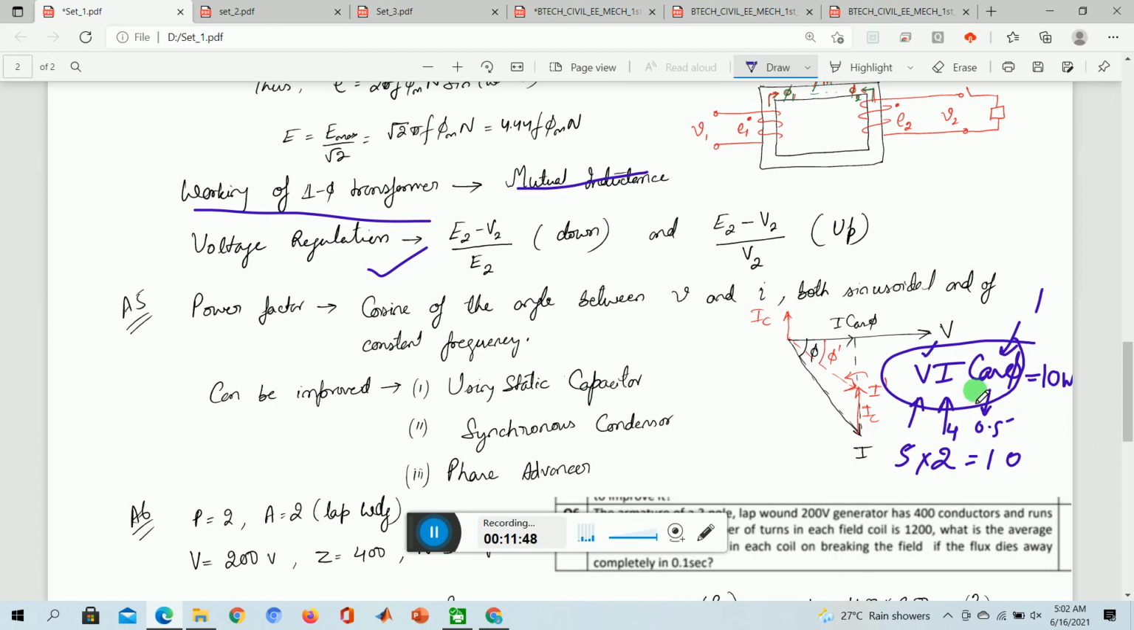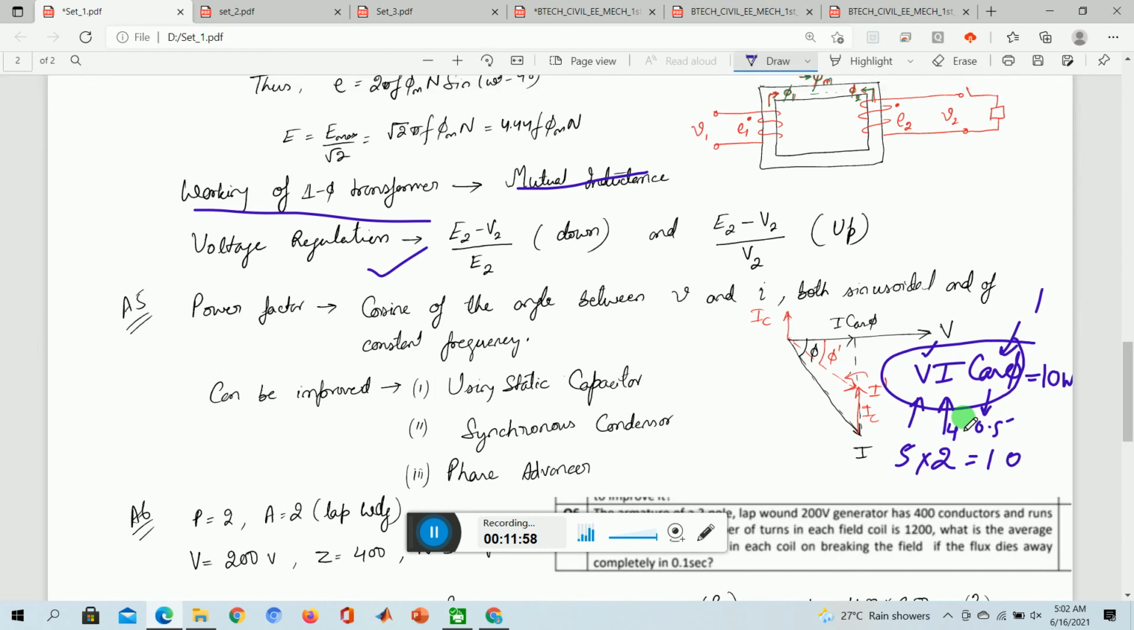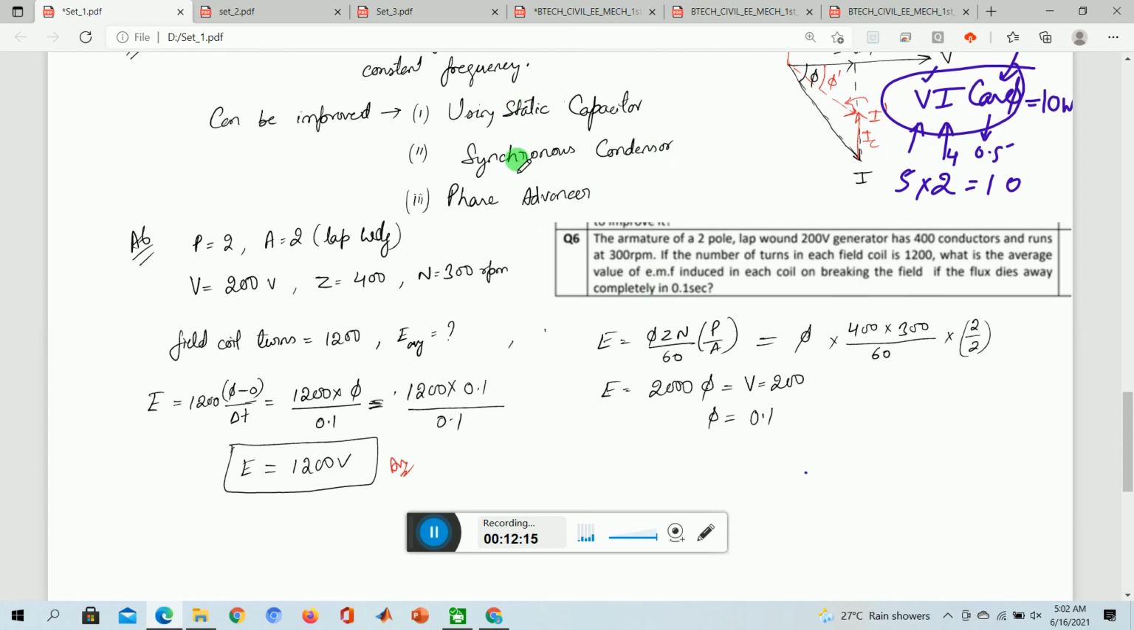Thus, if poor power factor is there, it will lead to drawing high current from the source, and that high current will have copper loss, transmission line loss, and other losses. So if you can write in brief why you need to improve the power factor, it's okay. And how to improve? Using capacitor or synchronous condenser or phase advancers. If you write briefly some of the points, it's okay, fine. So this can be of 10 marks, like 4 plus 6, 10 marks.